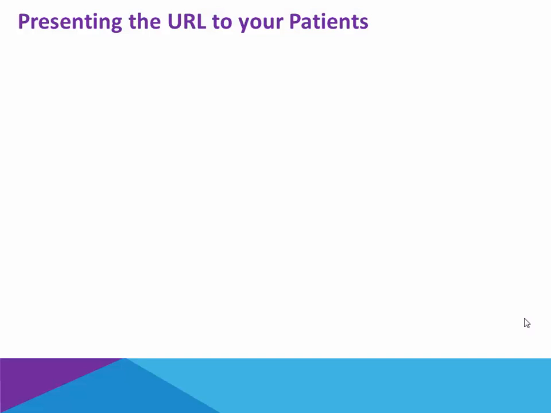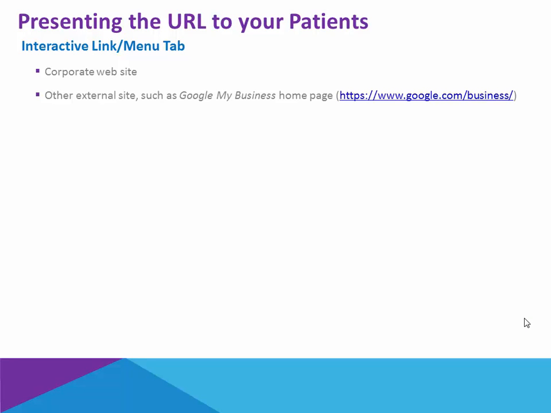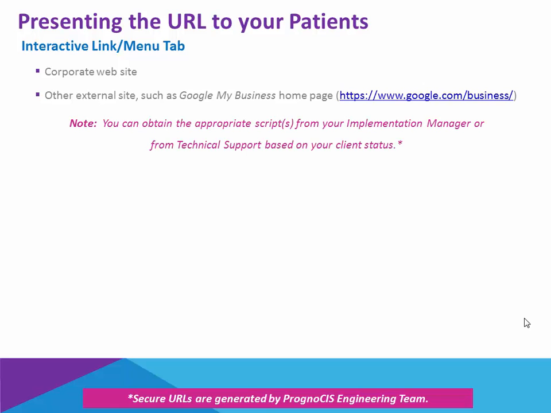Now, when it comes to presenting the portal or the URL to your patients, you have a couple of different options. One, if you have a corporate website, or if you use an external site such as Google My Business, you can embed it as an interactive link, a menu option or a graphic image. You can present it to your patients however you would like. Now, to do this, you will need to get the appropriate scripts that open up that URL, either from your implementation manager or through technical support, based on your current status with us.